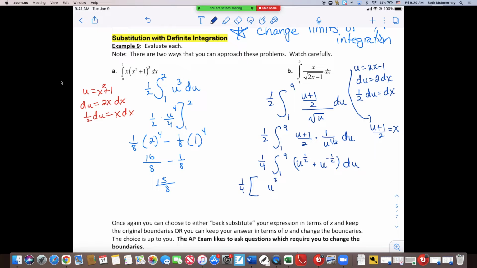So I'm going to increase the power by 1, divide by the new power. Increase the power by 1, divide by the new power. And I'm going to do this from 1 to 9. Now you have 2 options here. You can either do the bracket and then take that answer times 1/4, or you can multiply through by 1/4 first and then do from 1 to 9. We're still going to get the same answer. So I'm going to pause and give you a quick head start on me and see if you can finish it. You choose which route you want to take.